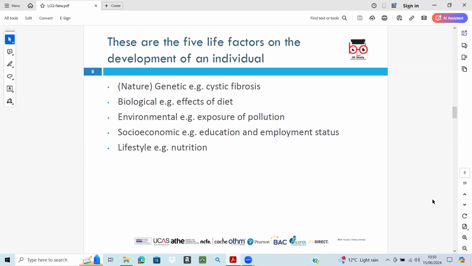If we talk about the genetic factors, genetic factors are inherited from our parents, and they constitute our biological blueprint. They impact a wide range of traits and predispositions. For example, we have cystic fibrosis. This is a genetic disorder that affects the respiratory and digestive system, and it is caused by a mutation in a gene that produces a protein involved in the production of sweat, digestive fluid, and mucus.